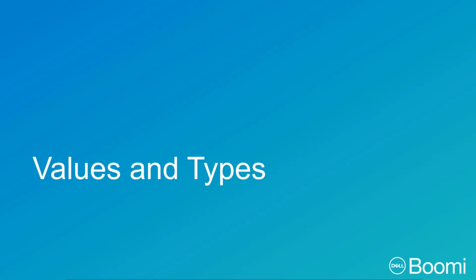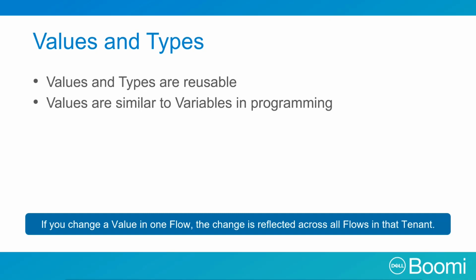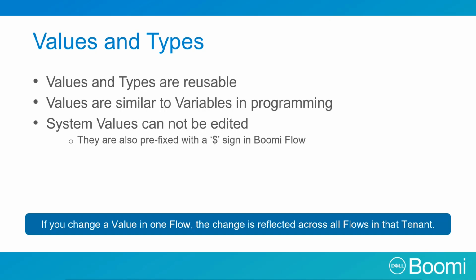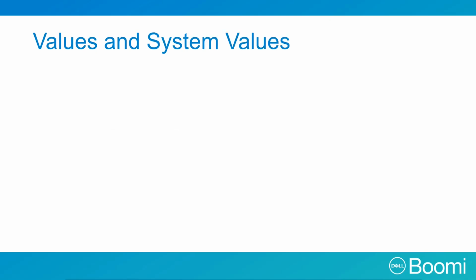In this section, we will speak about values and types and their importance within Boomi Flow. Pages, values, and types can all be reused in multiple flows within a tenant. Values are similar to variables in programming paradigm, and system values cannot be edited and are prefixed with a $ sign. Types are similar to an interface in programming terms, or a blueprint, and create representations of real-world objects.